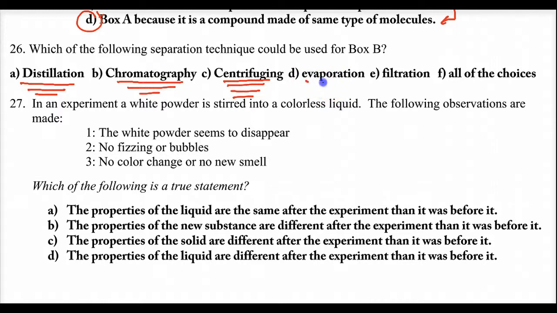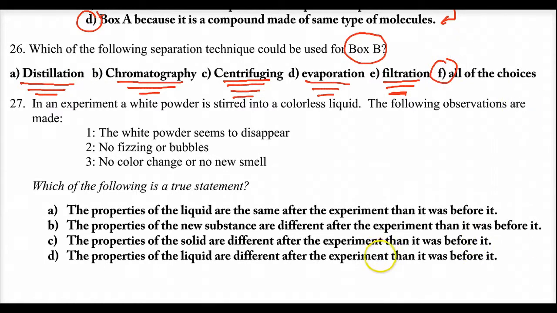Evaporation is when you boil off. We saw examples of this when we boiled off the water from a homogeneous mixture and left the salt behind. That is what we did in our walk-around activity. And filtration, you can filter out solids from each other physically. These are all physical changes. Since box B is a mixture, they're separated physically. So all of the choices, that's why F is the answer.